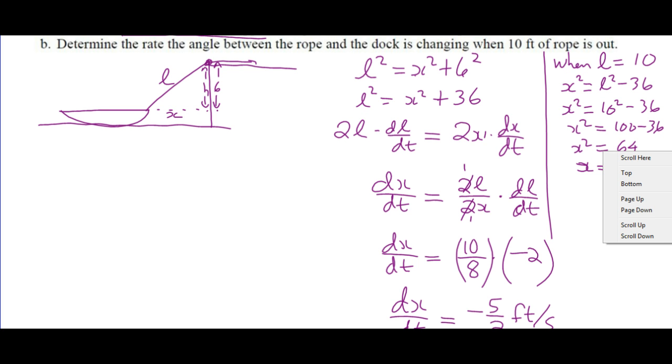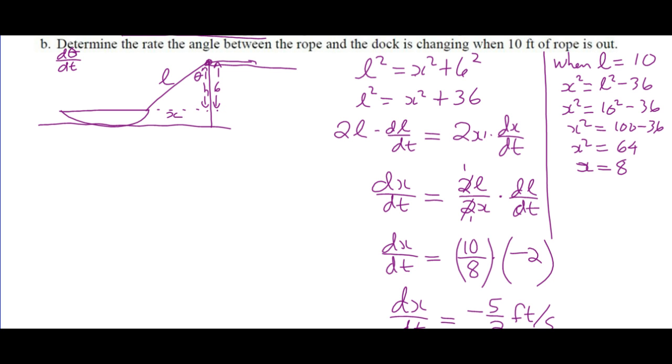What else? Oh, determine the angle between the rope and the dock. So this angle is going to be up here, right? We have the little angle theta between the rope and the dock. And we want to know the rate at which the angle between the rope and the dock is changing when 10 feet of rope is out. Okay, so having labeled this with theta, we want d theta by dt.